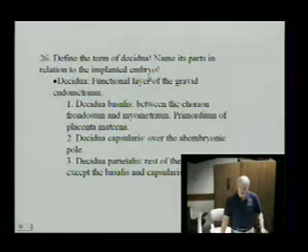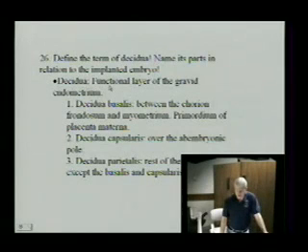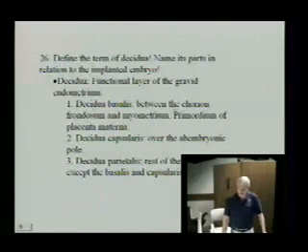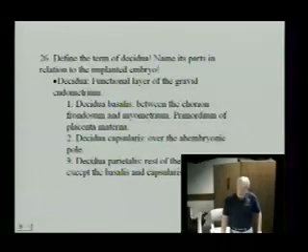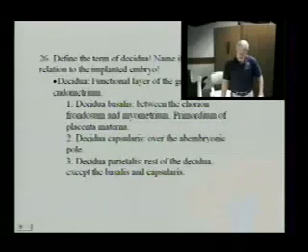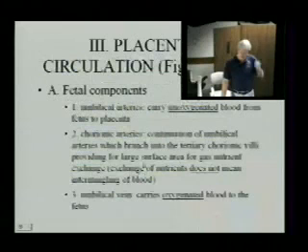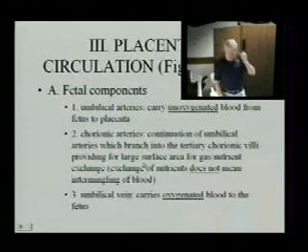So this is obviously an immediate review of the information that we just looked at. The decidua is that functional layer of the gravid endometrium. The basalis is between the chorion frondosum, so it has these fronds on it, and the myometrium. It is the primordium of the maternal portion of the placenta. The decidua capsularis is over the embryo, and the decidua parietalis is the remainder of the decidual endometrium.